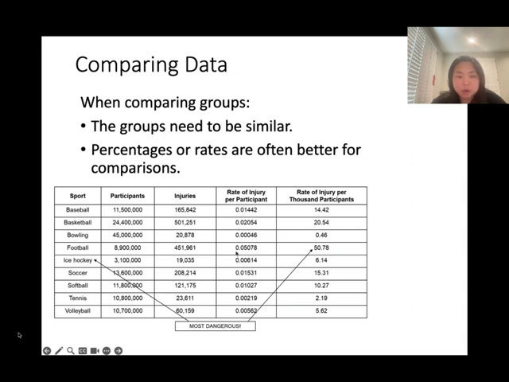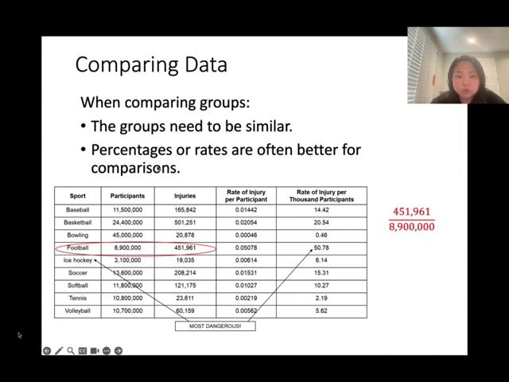So how can we get the rate of injury per participant here? For example, I would look at the rate of injury per 1,000 participants. So the most dangerous sport will be football. Okay, football. So how can we get this number? We could just find it out like a proportion and a percentage.